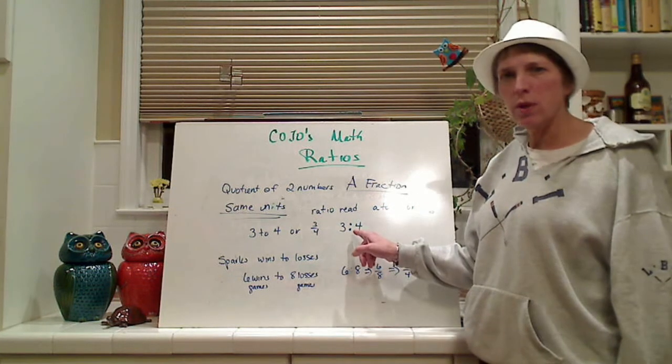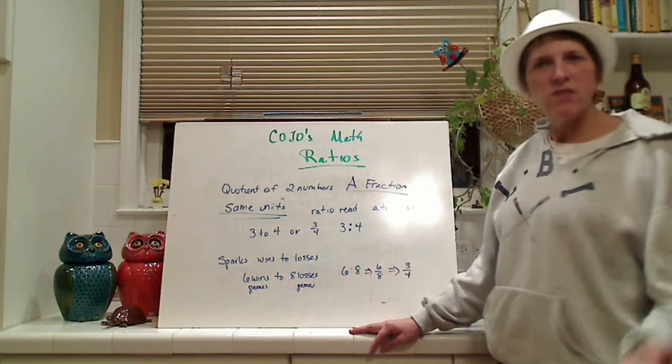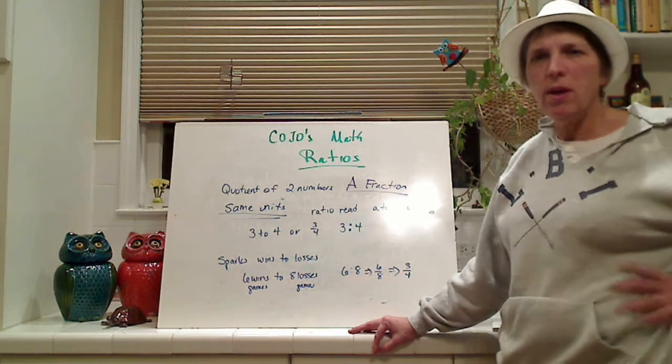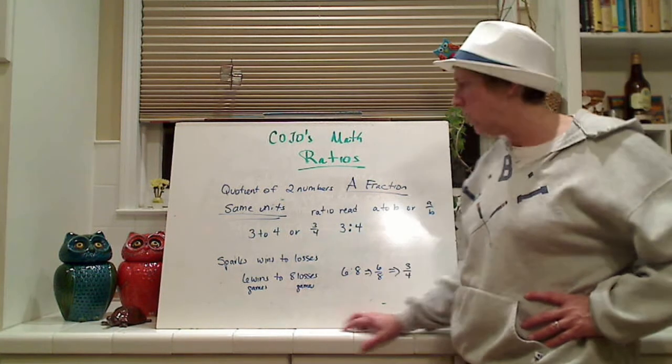Some of you are used to writing it with a colon, 3:4. That's fine, I'm not going to count off if you do that, but you have to recognize that 3:4 can be written as a fraction.